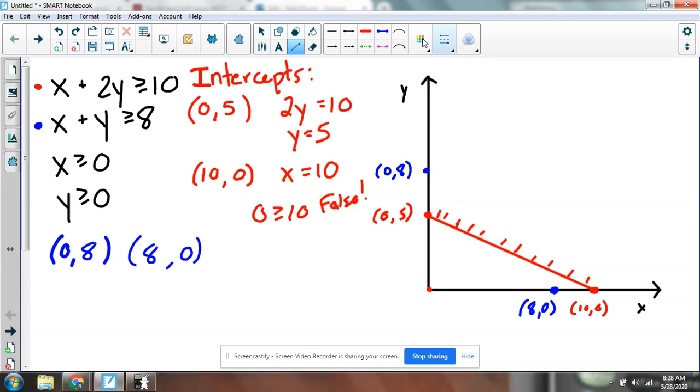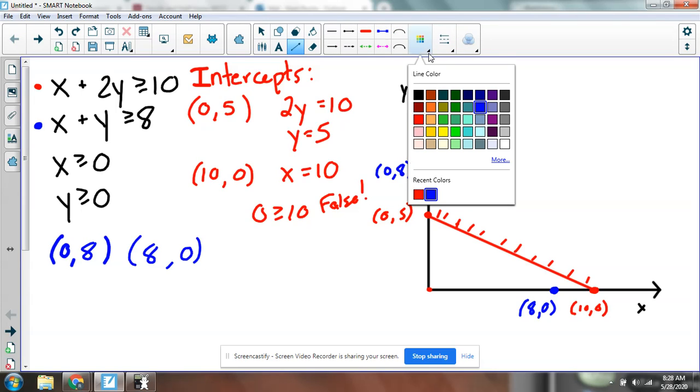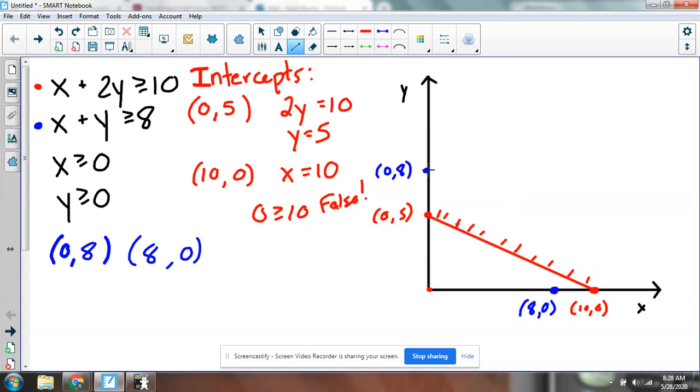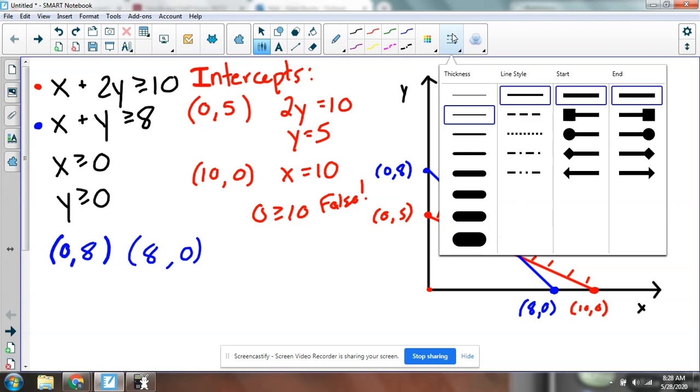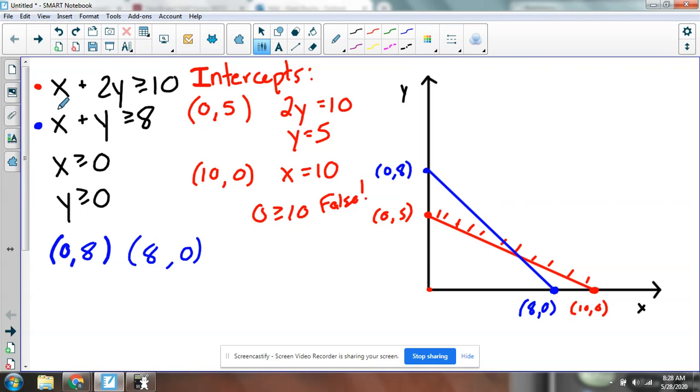Again, connect them with a solid line because it's greater than or equal to. And then I'm going to test 0, 0. If I plug 0 in for x, 0 in for y, I get 0 is greater than or equal to 8. Again, this is false. So I'm going to shade above the blue line.